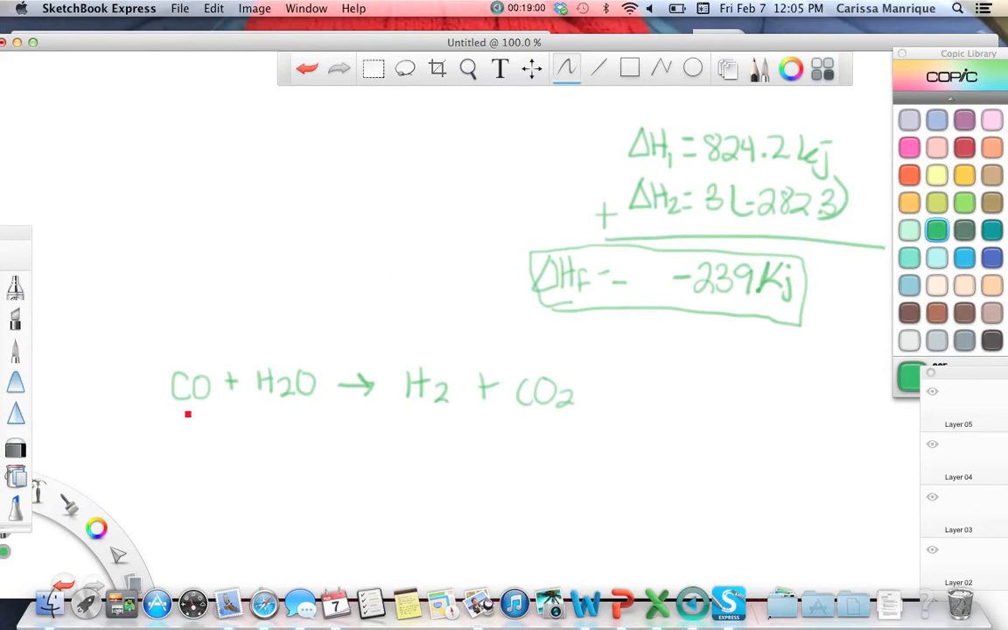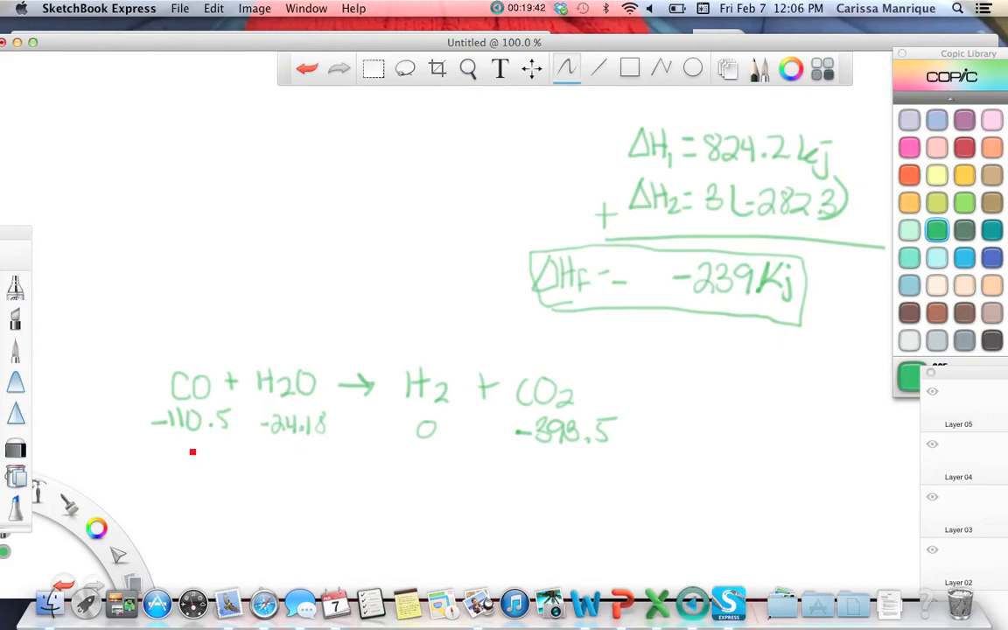So the energy it takes to form CO is negative 110.5. And the energy it takes to form water is negative 24.18. Hydrogen is 0, and CO2 is negative 393.5. So these numbers would have to be given to you, or you'd have to look in a chart. If you don't have the book, you could look up online just heats of formation. So you would say heats of formation for carbon monoxide, for water, for hydrogen or carbon dioxide. Okay, and they would give you these numbers.